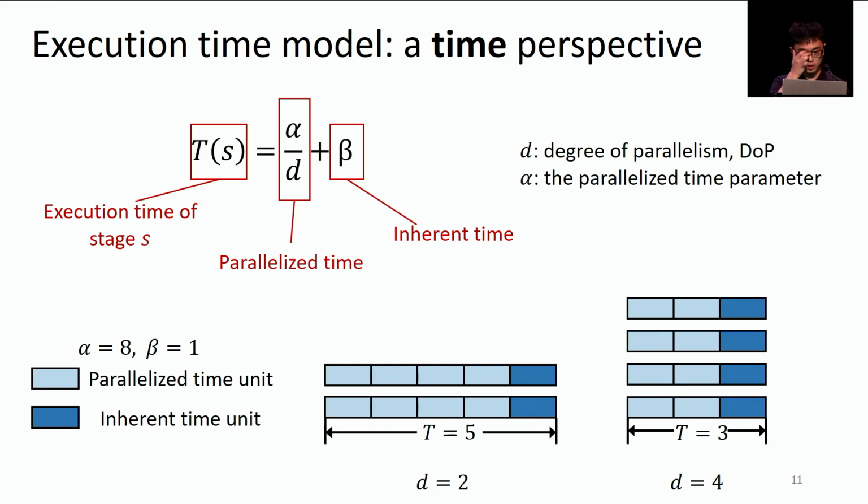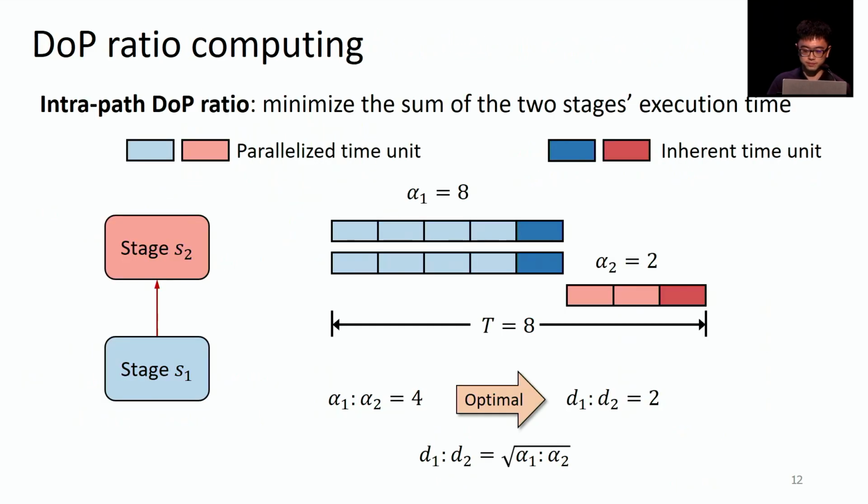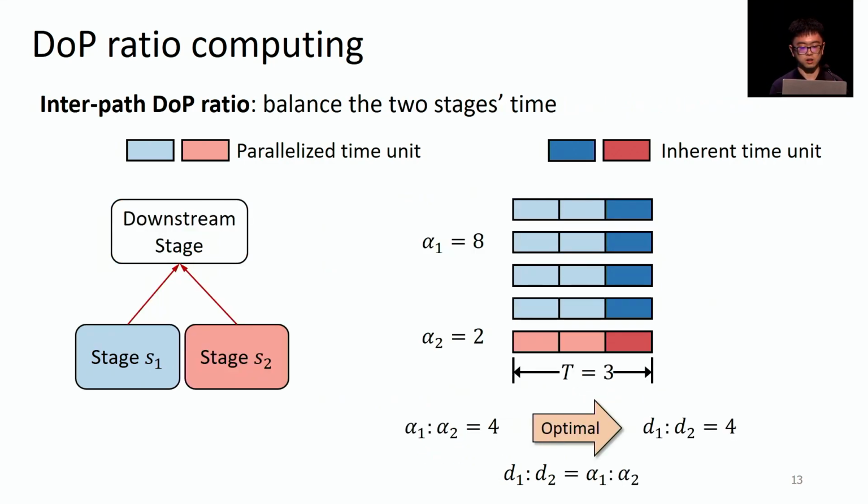Let's move to two basic conditions composed of two stages. First, for stages connected by data dependencies, the completion time of them is the sum of their execution times. In this case, we can formally prove that the optimal configuration for the two stages is that the ratio of their DOPs is equal to the square root of the ratio of their alphas. Second, for stages with the same downstream stage, the completion time of them is the maximum of their execution times. In this case, we can balance their execution times and get the optimal ratio of their DOPs as the ratio of their alphas.